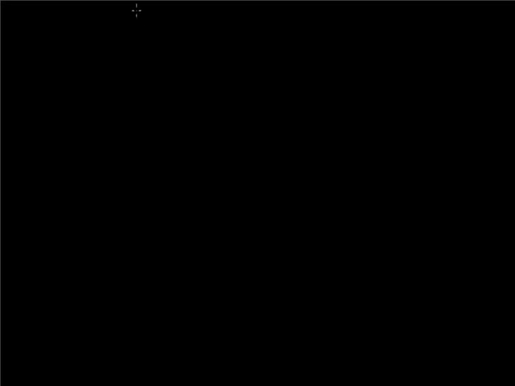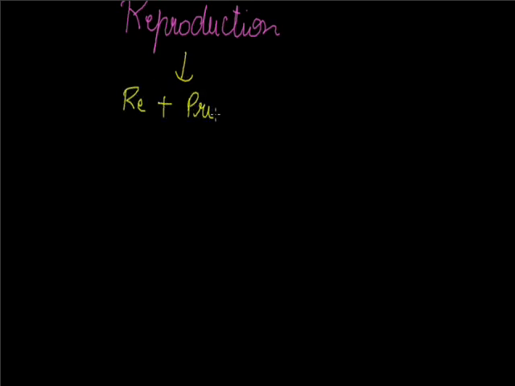Today we are dealing with the topic reproduction. When we talk about reproduction, what does reproduction mean? Reproduction is composed of two words, re plus production. It means again to produce. So when we define reproduction, reproduction means the ability of an organism to produce their offspring of the same kind.